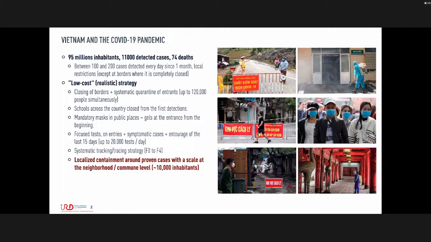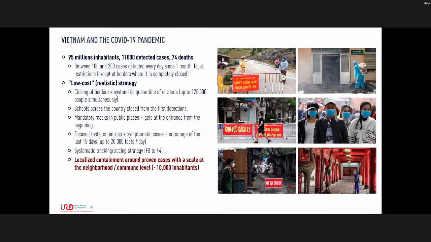And something we call here the localized containment strategy, which is that as soon as you have a cluster somewhere, you close the district. When we talk about the district here, it's what we call in Vietnam the commune level, which is approximately 10,000 inhabitants.